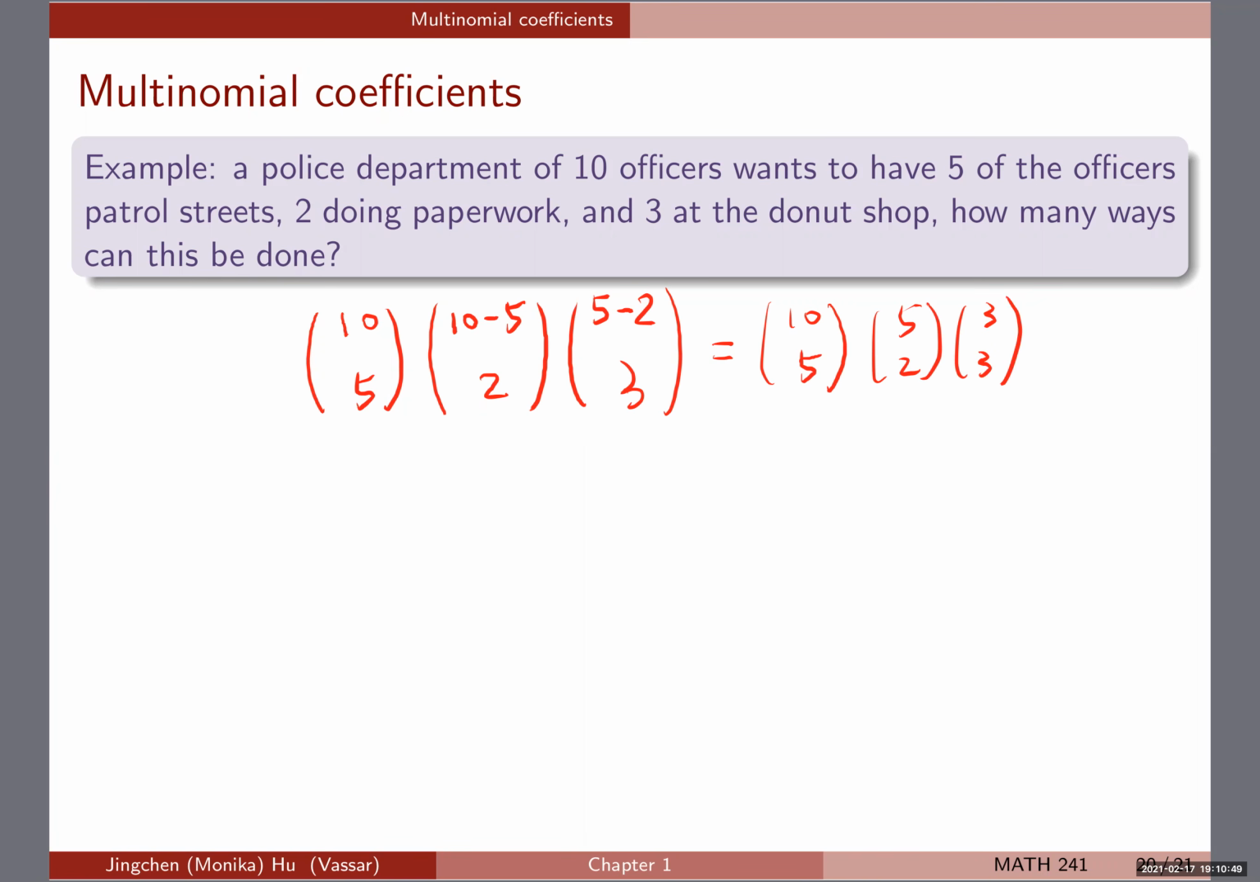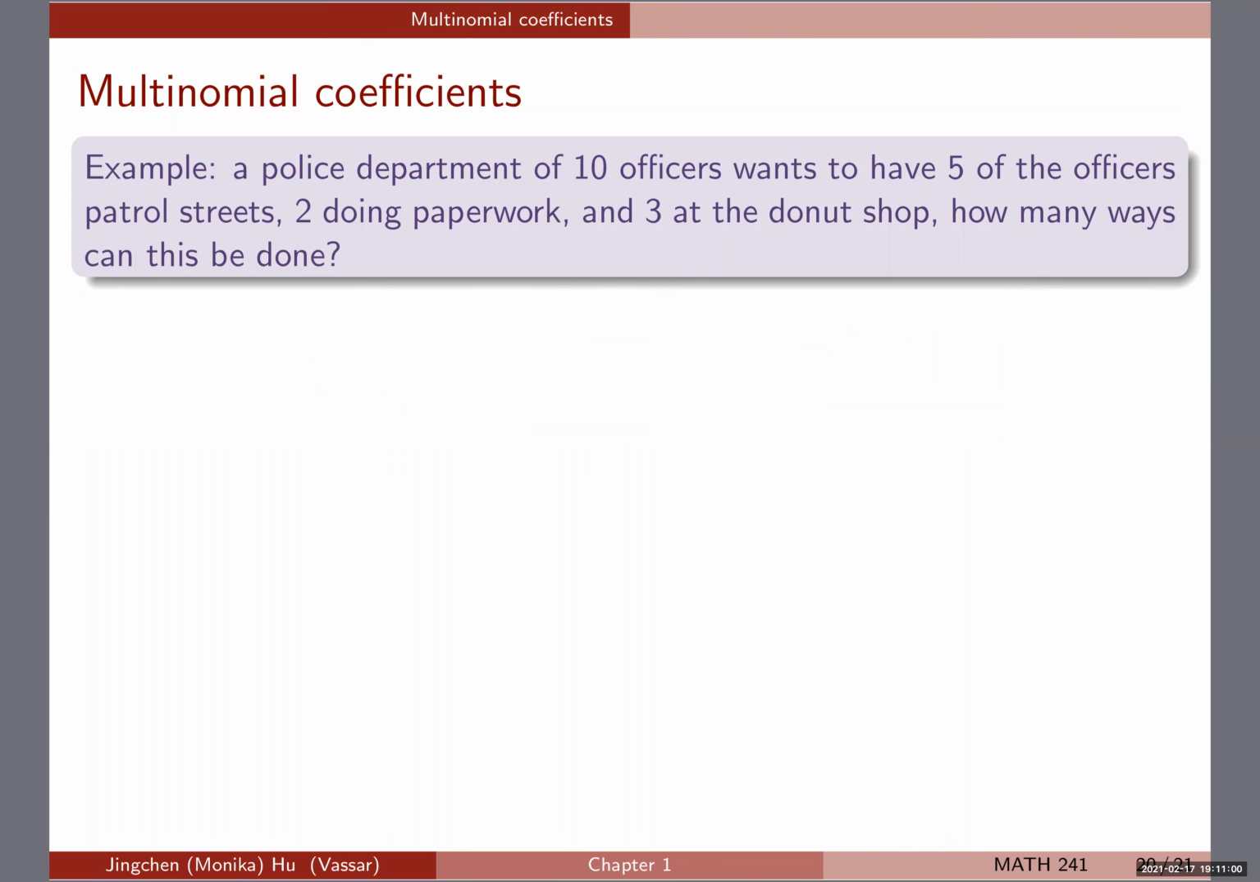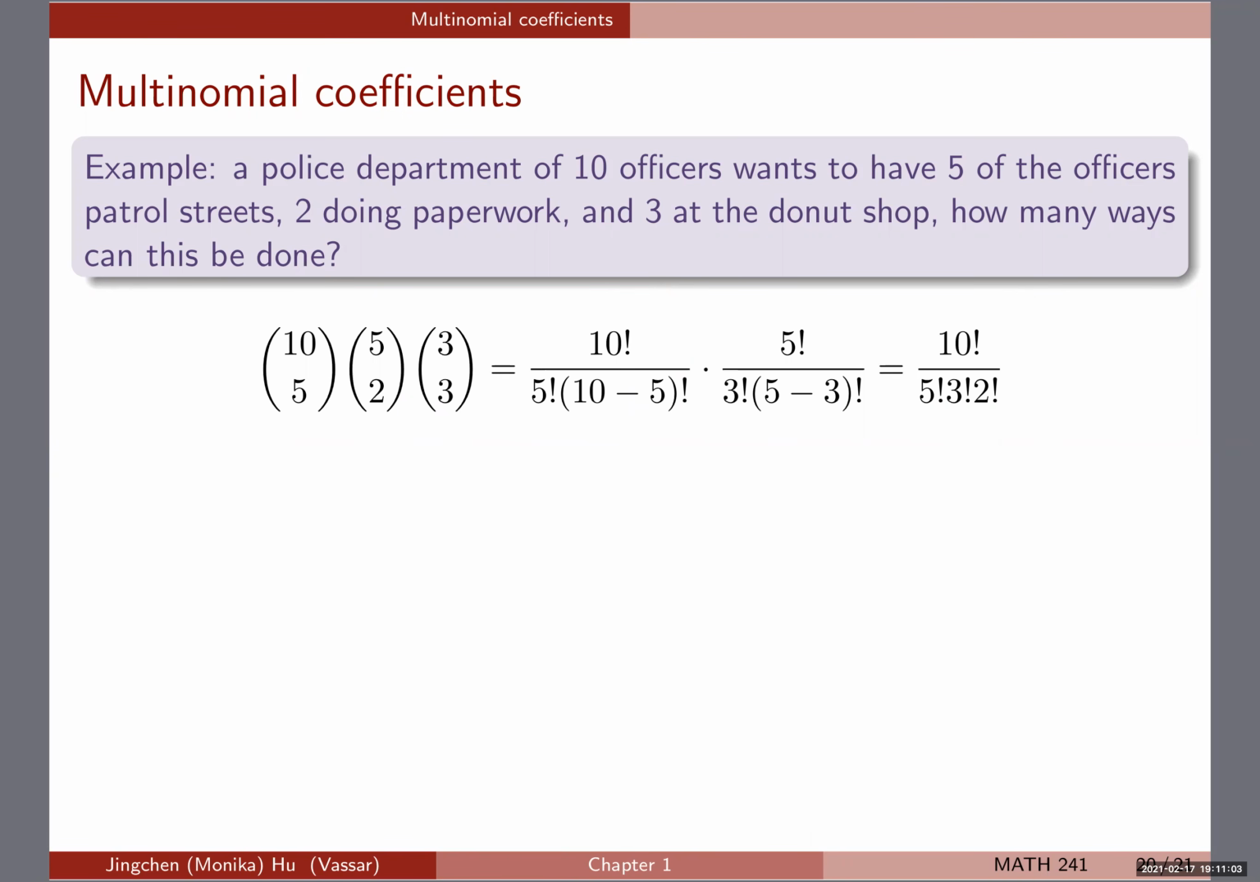3 choose 3 is, we know, one property: n choose n is always 1, so that goes away. It's straightforward. And let me show you, once we have broken it down using the combination definition, the choose function, into factorial notation, we start to see that we're able to cancel out certain things. So this 5 factorial can cancel out with this 5 factorial, and then this is actually another 5 factorial. So in the end, we have 10 factorial divided by 5 factorial times 3 factorial times 2 factorial.